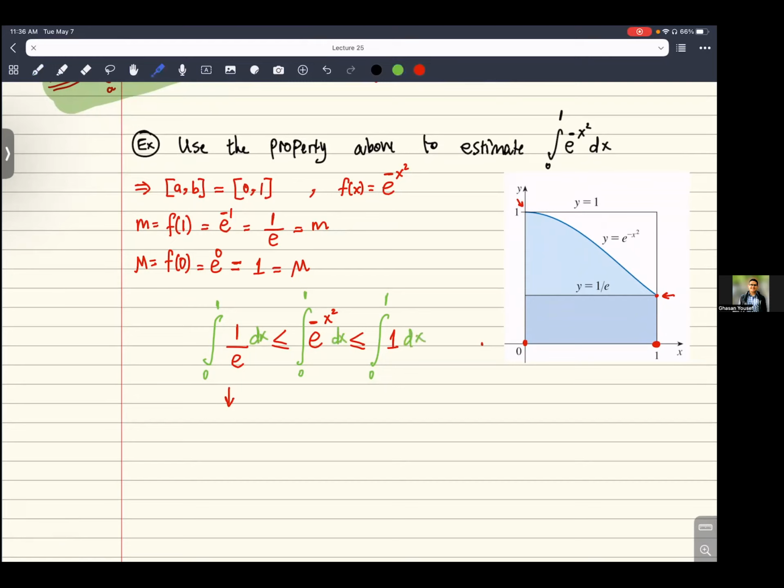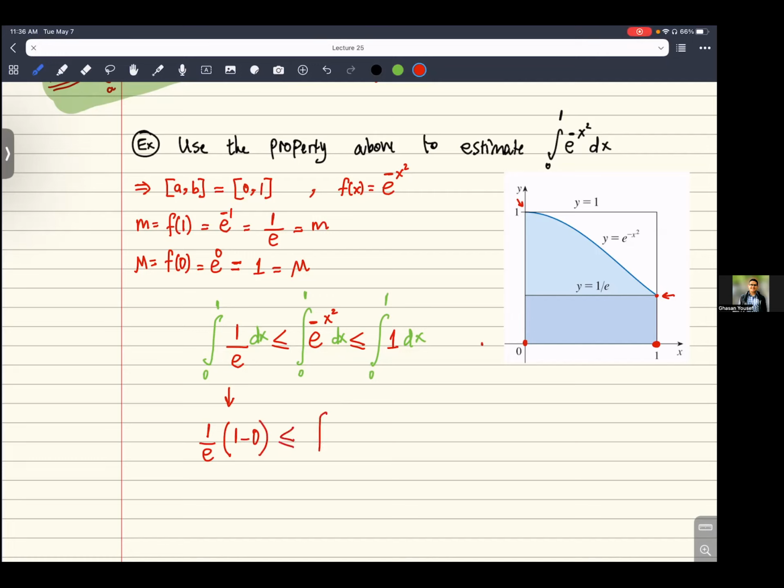What is the minimum value here? What's the integral for these things? By the way, this is a constant. Why? Because there is no variable x. I do integrating with respect to x. That's why this is a constant. This is a number. What is the integral for these things? 1 over e times what? 1 minus 0. Correct? By using the property.